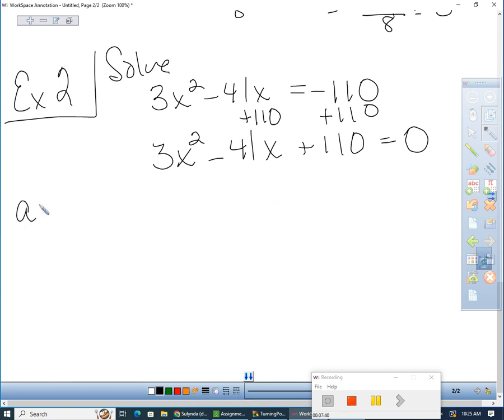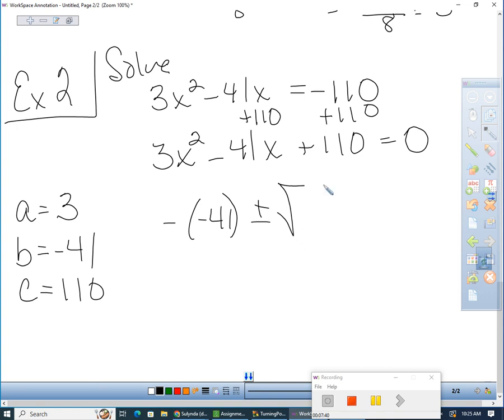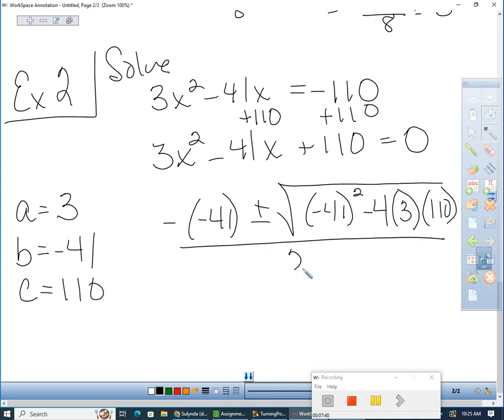So A equals what? B equals what? And C equals what? Good. You got any questions so far? All right, so now we do a negative B. Negative, and my B is negative 41, plus and minus the square root of negative 41 squared minus 4 times 3, which is A, times C, which is 110, all divided by 2 times A.